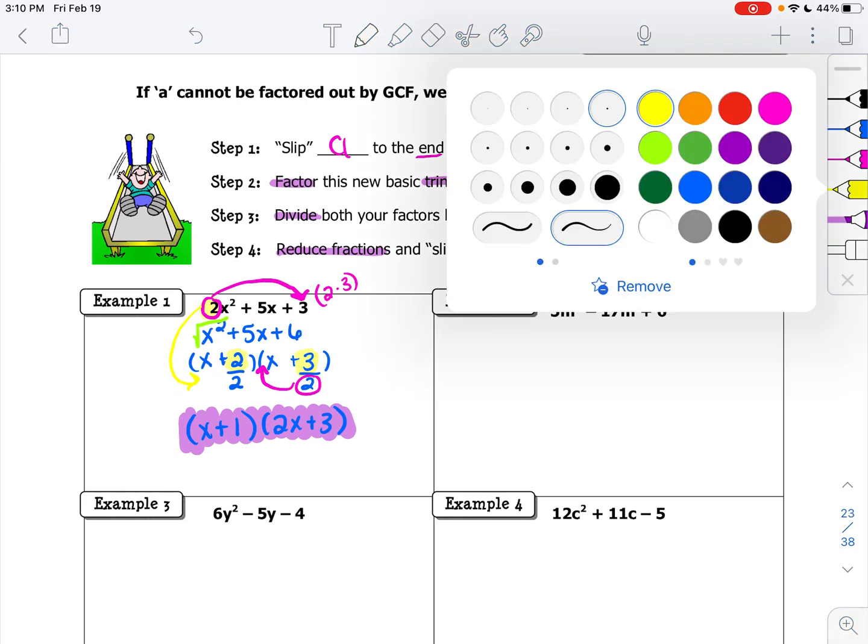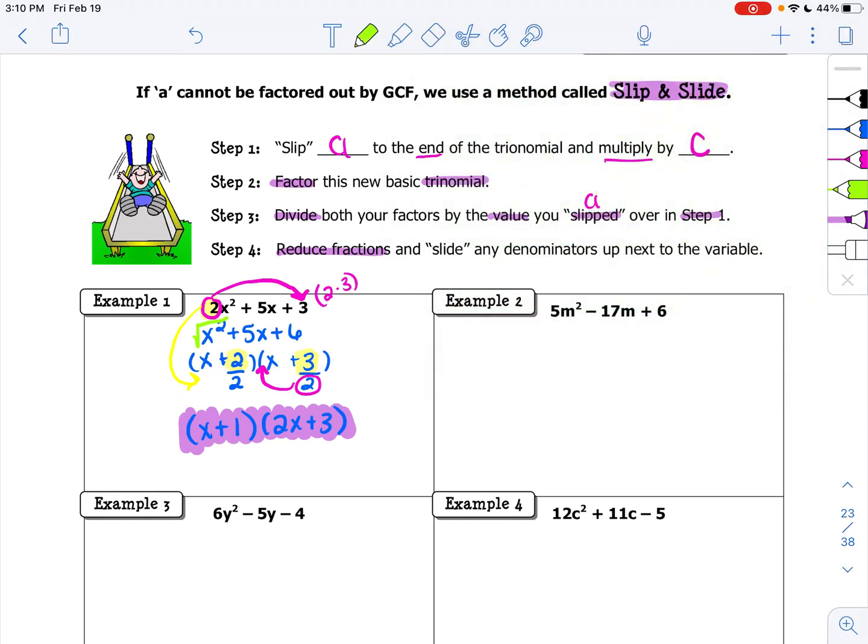And we can check this answer using the FOIL method. So first, outside, inside, last. Combine the 2 in the middle and get 2x squared plus 5x plus 3, which is what we originally started with at the very beginning of the problem. Let's take a look at another example.